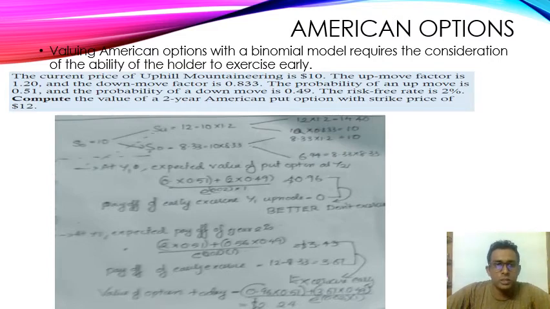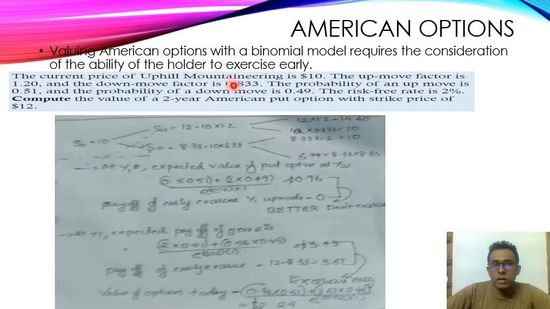Coming to American options. Valuing an American option with a binomial model requires a consideration of the ability of the holder to exercise early. So the major difference between American options and European options is that American options hold a right to exercise early, whereas European options can only be exercised at maturity. So we'll explain this taking an example.